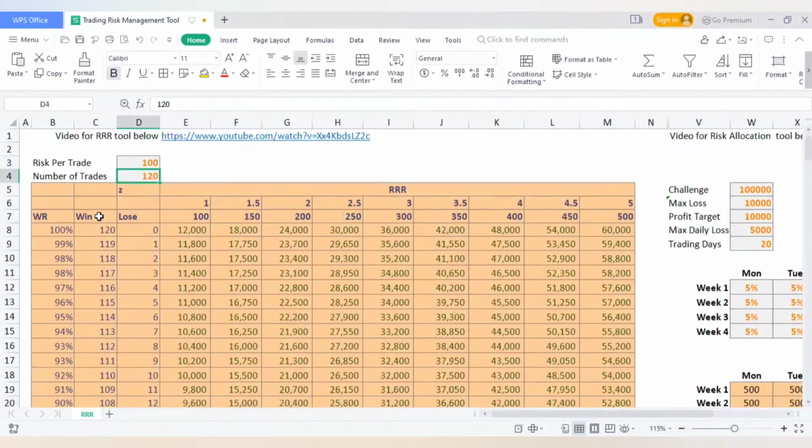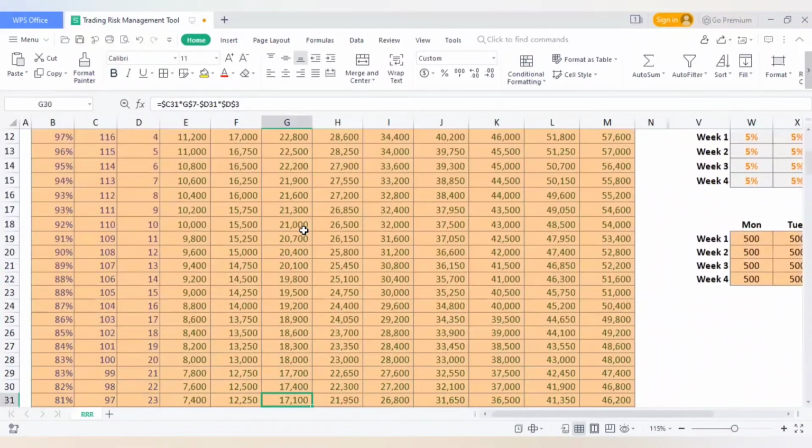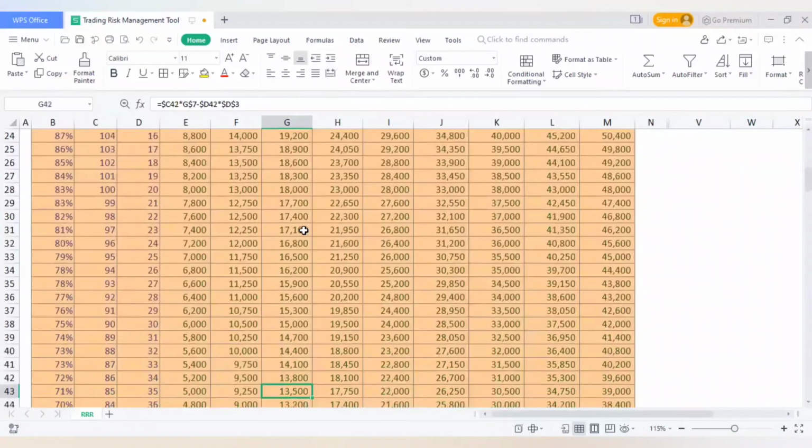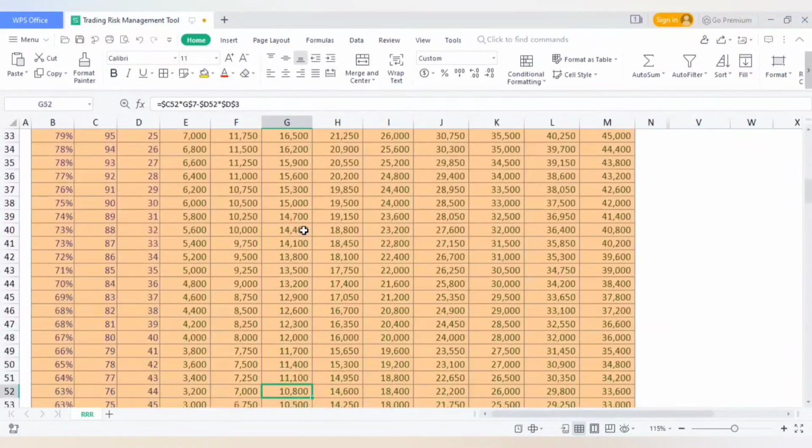So let me put it this way. You see this column says win, this column says lose or loss. So of 120, we won 63. And mind you, all this place here, the arrow, this is the one we are looking for, because we are using 2 to 1. So we won 63 trades. So let's go to 63 and let's see what would have happened.